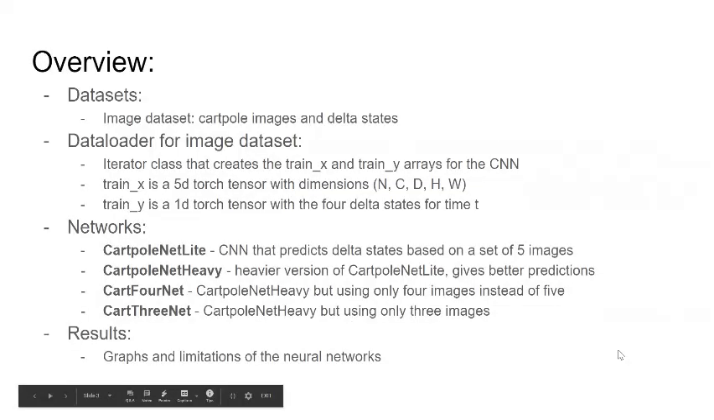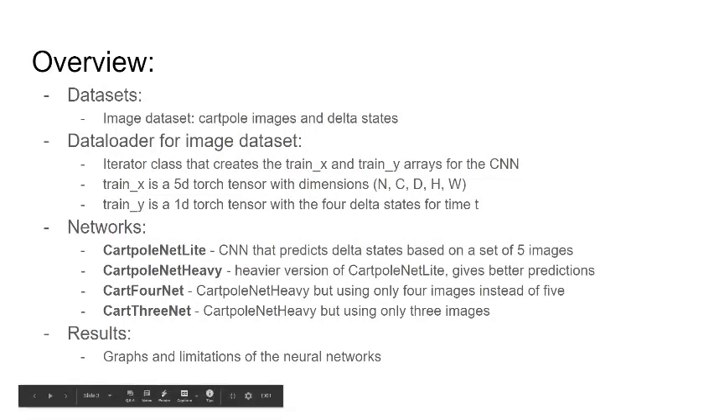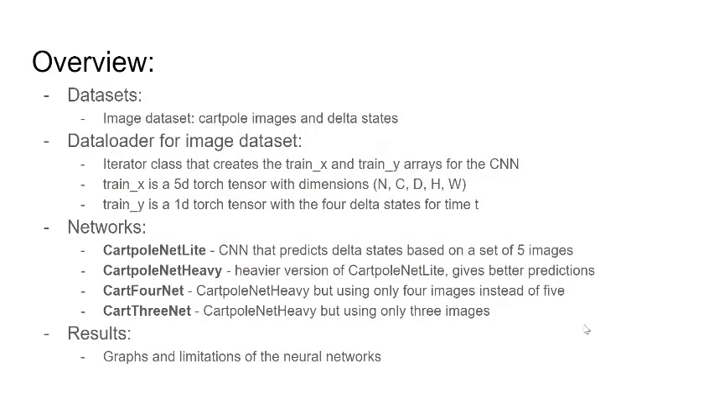We started off by generating appropriate data sets to train our neural network. Using the cardboard simulation from assignment 1, we generated 220 epochs of data, where each epoch consisted of 50 images and corresponding delta state as the labels. Using the data loader function in PyTorch, we developed an iterator class which created the trainx and trainy for the CNN. The data is therefore a rank 5 tensor, which is accompanied by a torch tensor consisting of 4 delta states. Using this data, we trained 4 different types of neural network, details to be discussed later.